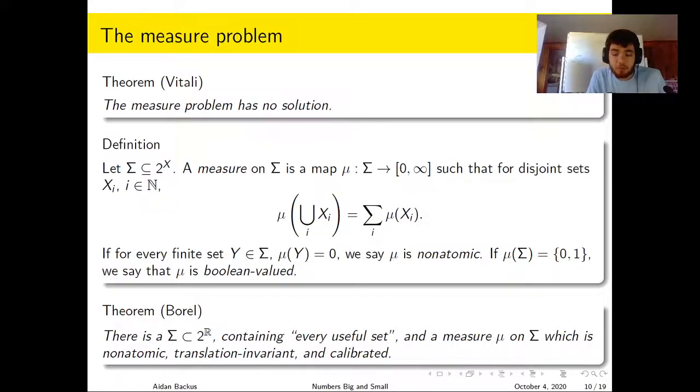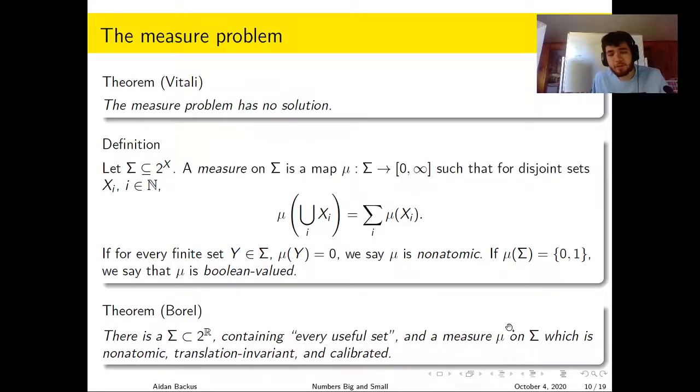And there is a measure mu defined on sigma, which is non-atomic, translation invariant, and it's calibrated. It is not Boolean valued, clearly. The interval from 0 to a half has length a half. It does not have length either 0 or 1.